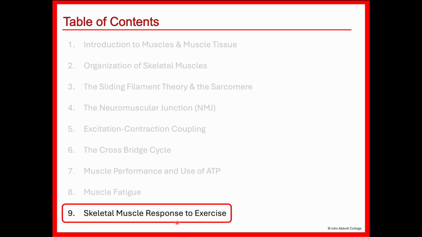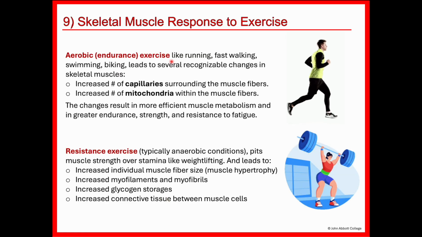And lastly, skeletal muscle response to exercise. I just want to talk about two types of exercises. There is aerobic exercise or endurance exercise. This is like running, fast walking, swimming, biking. This leads to several recognizable changes in skeletal muscle: increased number of capillaries around the muscle fibers, and increased number of mitochondria within the muscle fibers.